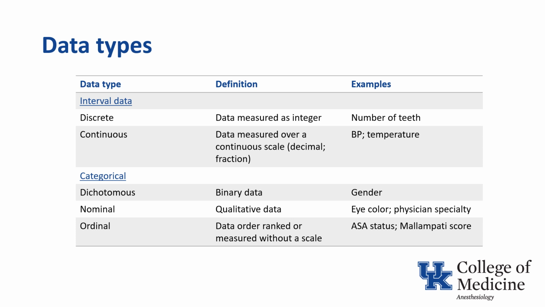In here, the data are put in a certain rank or measured without any scale. A good example is the ASA status or Mallampati score, where you have 1, 2, 3, and 4, but they are not necessarily measured with a scale.